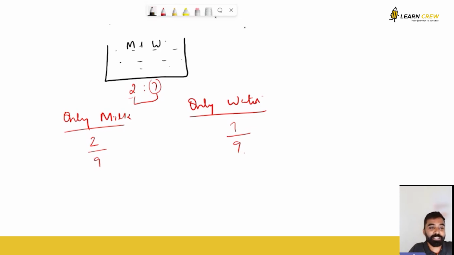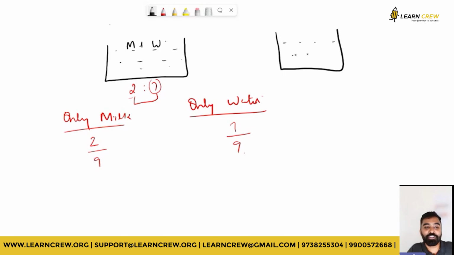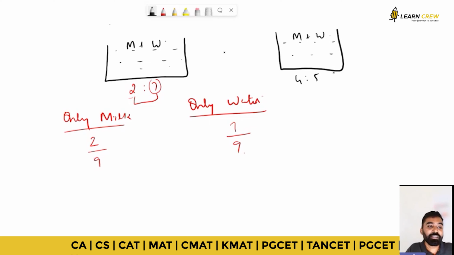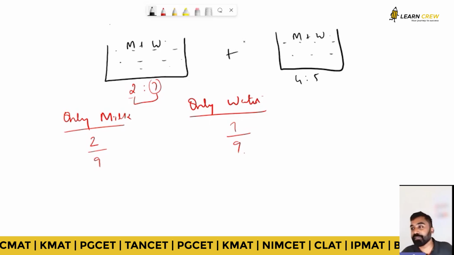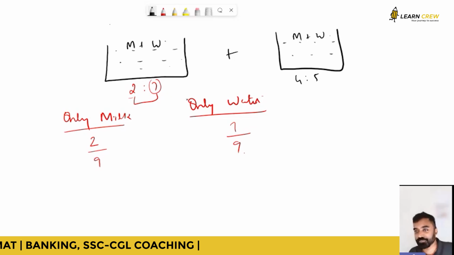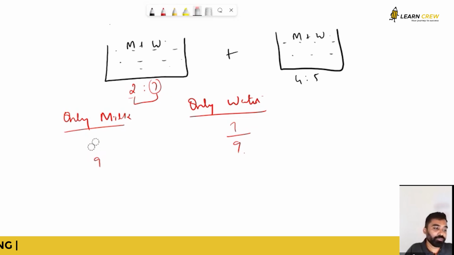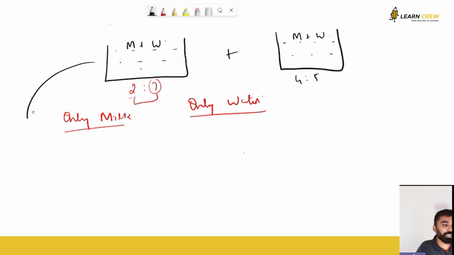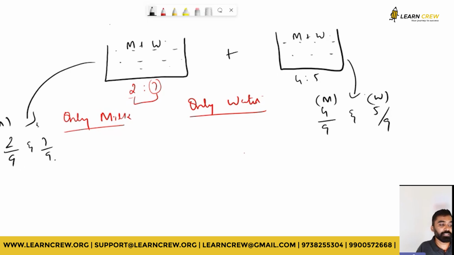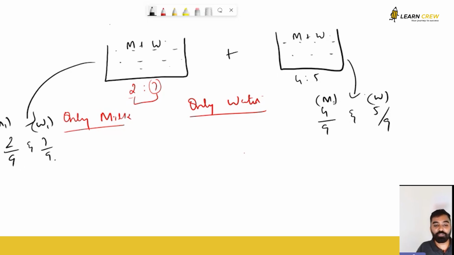Now, if I make it complicated and add another container with milk and water in the ratio 4:5, and I say these two containers are getting mixed, then I want to identify how much is the milk ratio and how much is the water ratio. How will you do it? It becomes similar to this. In the first case, it is 2/9 and 7/9. In this case, it is 4/9 and 5/9. This is for milk, this is for water. These are milk 1, water 1, milk 2, water 2.